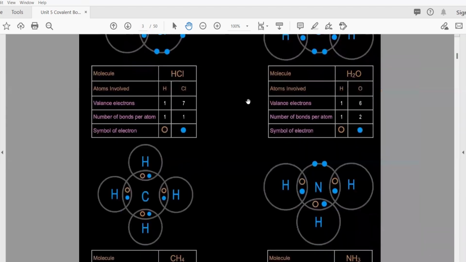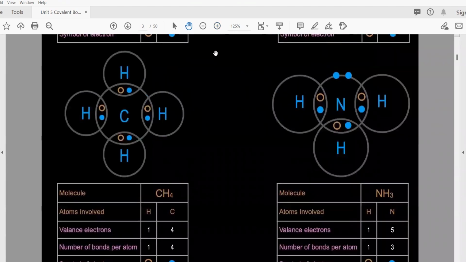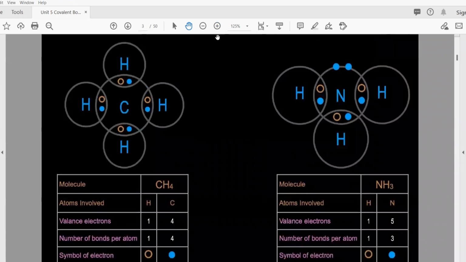Now see here. For example, now here you have a formula, CH4. In organic chemistry, you'll see CH4 is methane. How many atoms of carbon are here? One. How many hydrogens are there? Four.